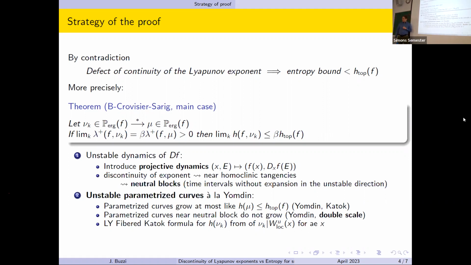My question was whether you will go deeper into Yomdin's proof. Yes, you will. Okay, so that's for the next. Where you will explain us Yomdin.